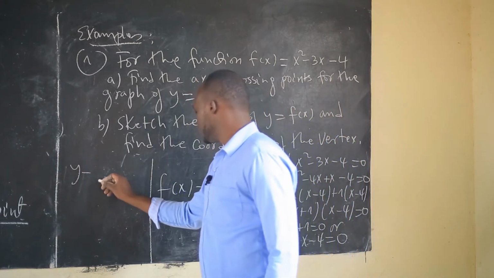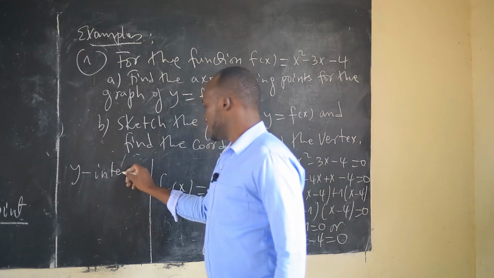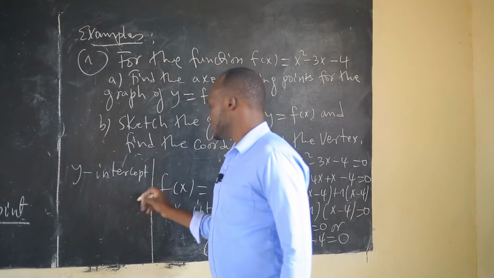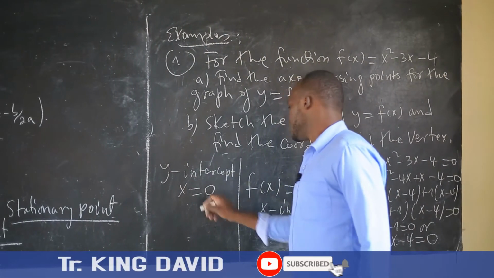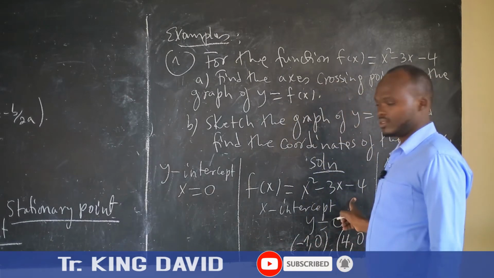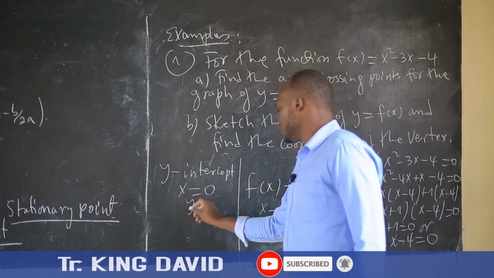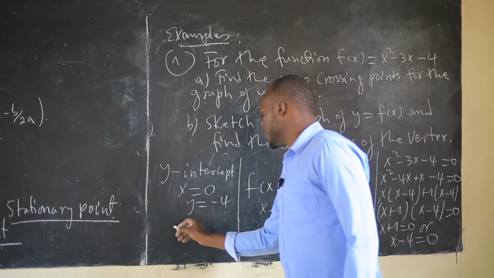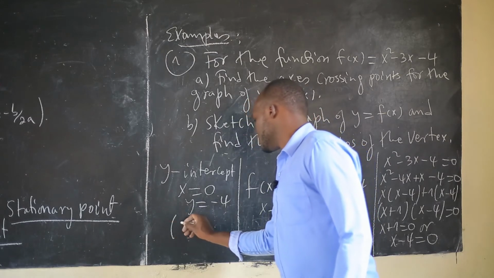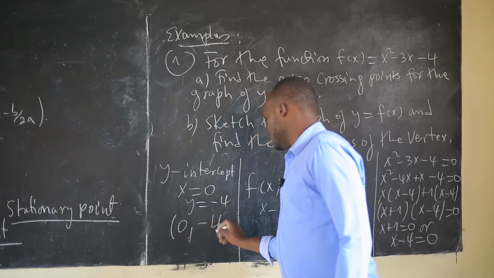Y-intercept. Y-intercept is when x is 0. So you see when x is 0, we'll get negative 4. So y will be negative 4. So it means that our y-intercept is (0, -4).